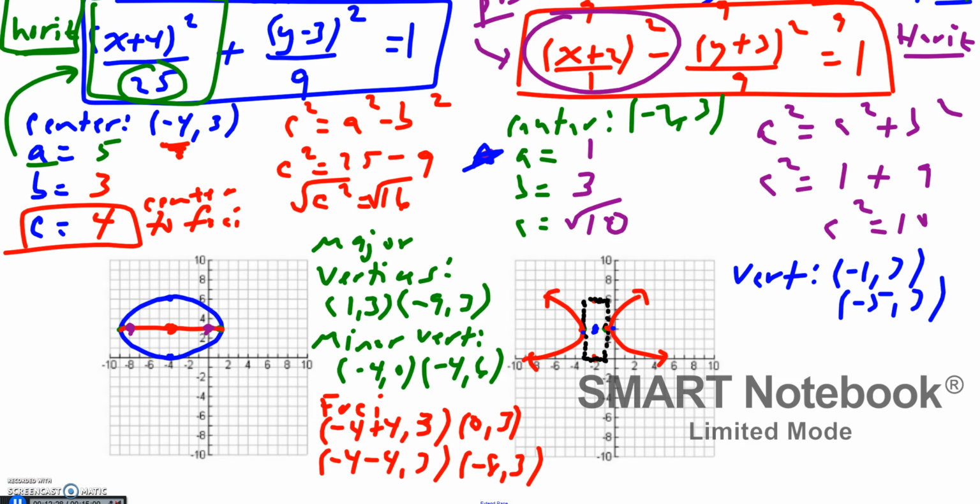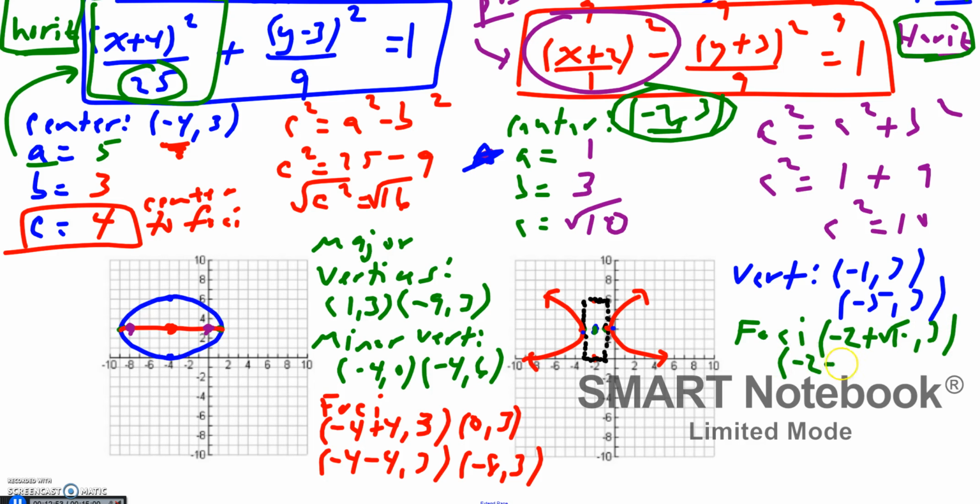We also can find our foci. This time, again, because the hyperbola is horizontal, we are moving from the center and going in both directions, to the left and to the right. Everything depends on the center, so what is changing is the -2. One of the foci would be -2 plus root 10, 3, and the other focus would be -2 minus root 10, 3. If plotted, these points would be just past the vertices, inside your shape. For both an ellipse and a hyperbola, your foci are always within your shape.